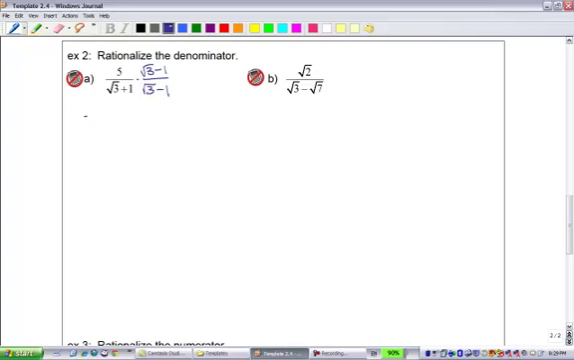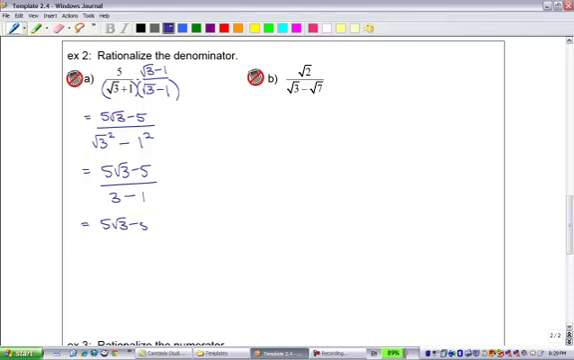In the numerator, we end up with 5 times root 3 minus 5. In the denominator, because this is a difference of squares effectively, we can deal with it as such, root 3 squared minus 1 squared. So we end up with 5 root 3 minus 5, and in the denominator we end up with 3 minus 1, which is 2. So 5 root 3 minus 5 over 2.